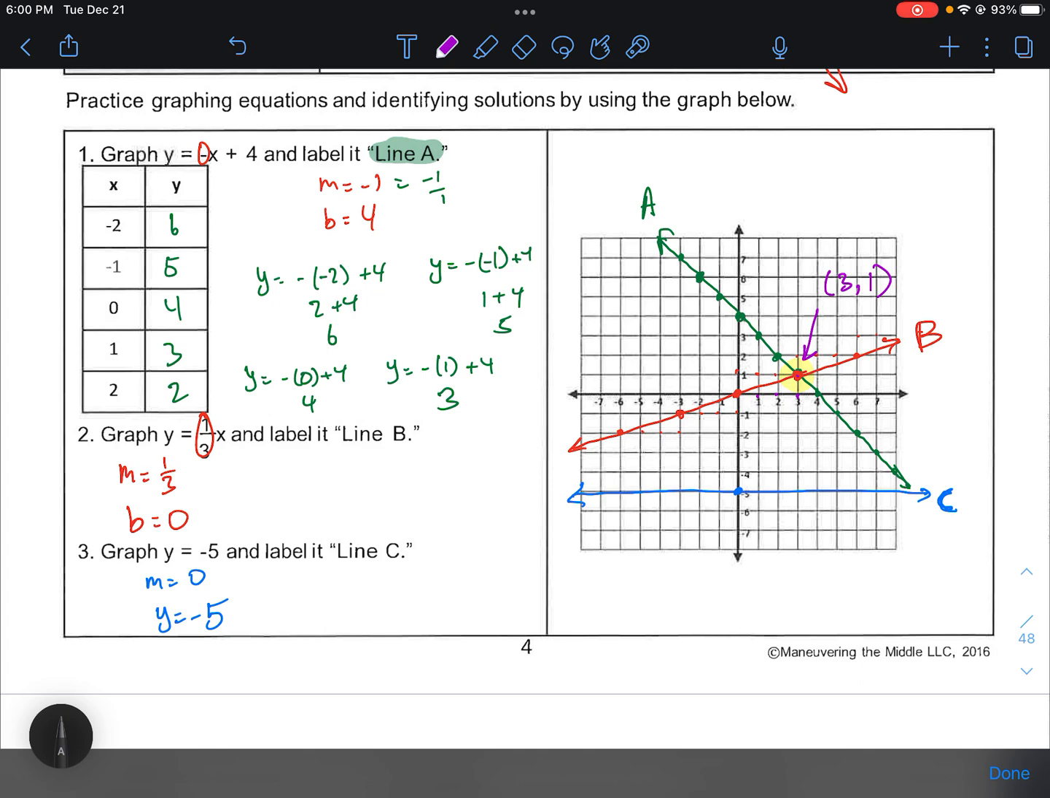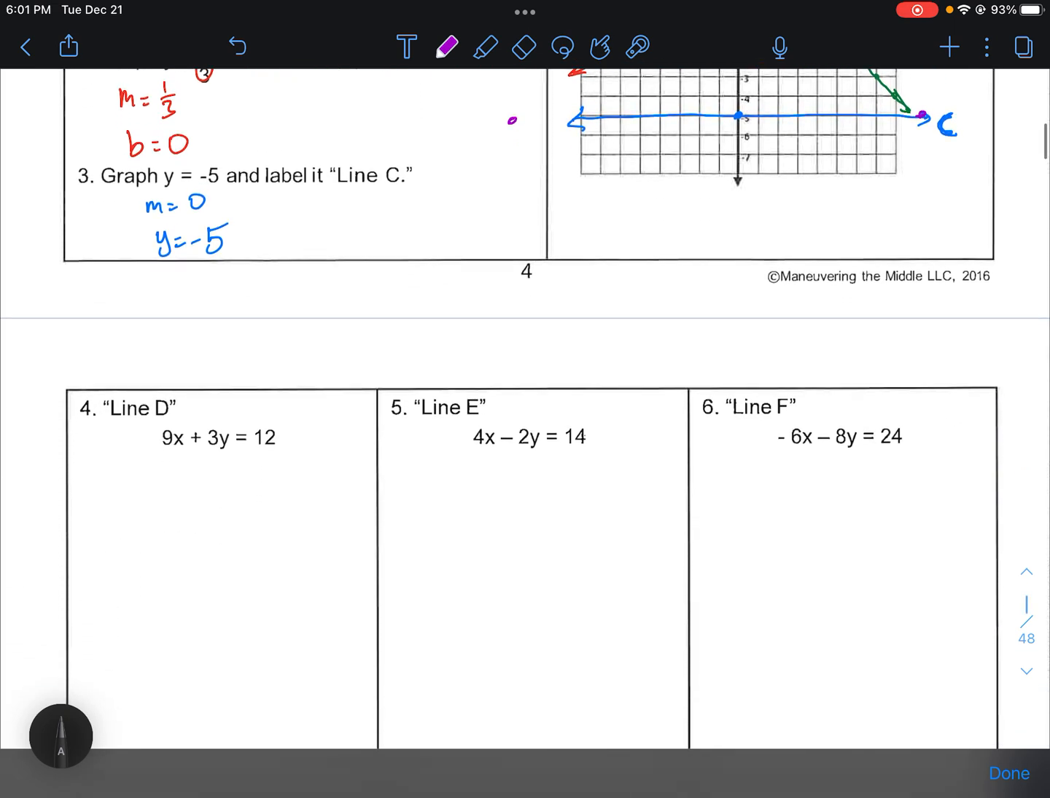Is there a solution between A and C or A and B? Yes, there is. They would cross somewhere over there, and B and C would cross somewhere over there. So it's kind of far away, but the solution to 2 of those lines, A and B, is going to be 3, 1. All right, let's go to the next page.